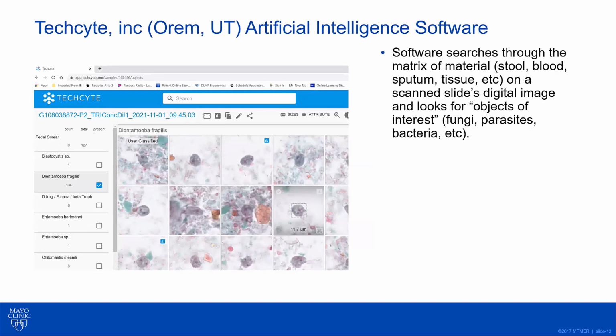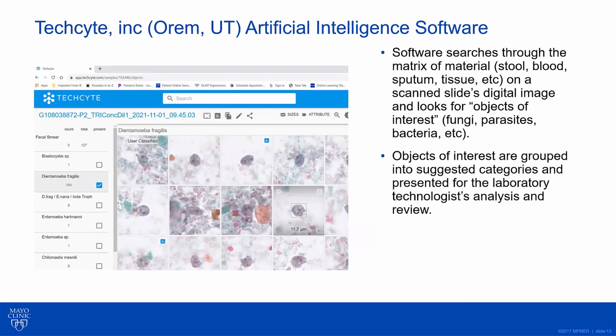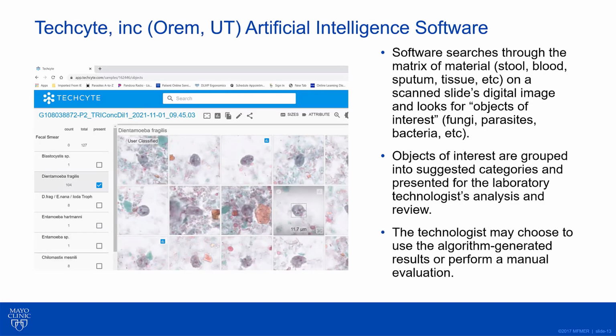The software searches through the matrix of material, in this case, it's stool, and looks at the slide's digital image for objects of interest that it has been trained to find. In this case, it's trained to find protozoa and parasites. The objects of interest are then grouped into suggested categories and presented for the laboratory technologist's analysis and review. The technologist can choose to use the generated result, or they can perform a manual evaluation, or both.